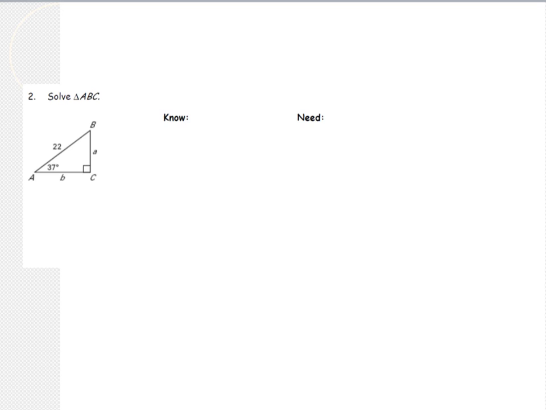So let's try another solving a triangle problem. And we're going to first make a list of what we know and what we need to know. So looking at our picture right here, this is our theta. That's angle A. It's 37 degrees. So since we're on angles, let's look at the rest of them. Angle C, we know, that's 90 degrees. Angle B, we don't know, so we need to find it.